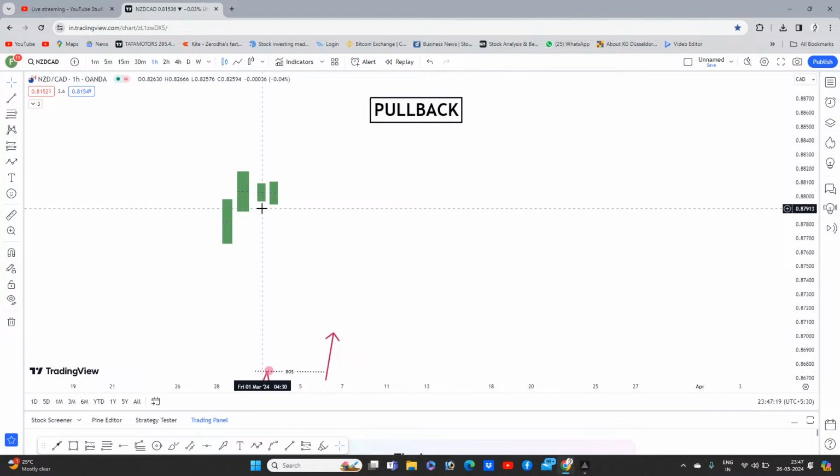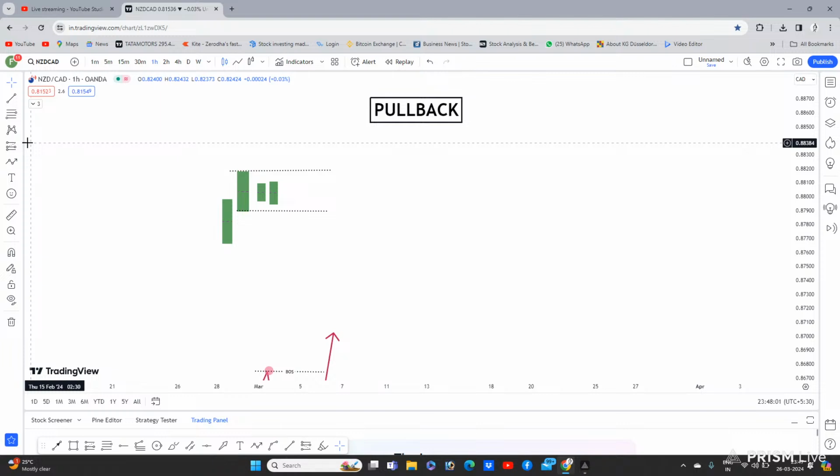Now why do people get confused? They say okay, this candle is breaking the previous candle, so it is a pullback. No, it is not a pullback. Why is it not a pullback? Because it is being formed inside this large big candle. Okay, listen very carefully to what I'm saying. The market has made the downside move inside, so the market has not created a valid pullback.